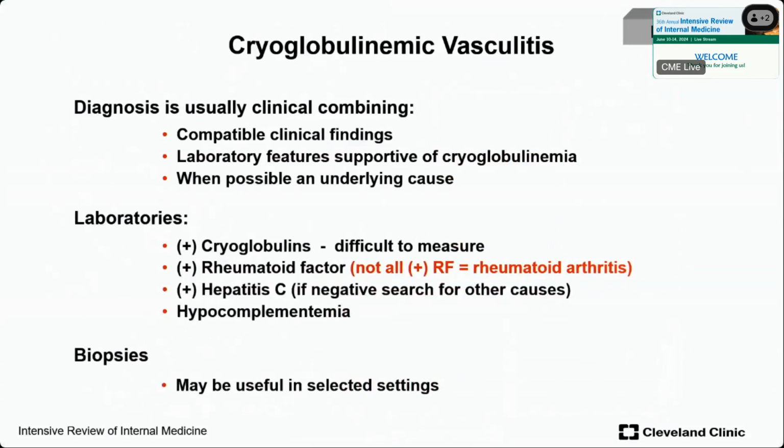The diagnosis of cryoglobulinemic vasculitis is usually a clinical one that combines compatible clinical features, laboratory features supportive of cryoglobulinemia, and where possible, identification of an underlying cause. The laboratories we should seek out include positive cryoglobulins, although these are difficult to measure, a positive rheumatoid factor, which illustrates that not all positive rheumatoid factor is related to rheumatoid arthritis, a positive hepatitis C, and if negative, a search for other causes, and hypocomplementemia, as this is an immune complex process which will drive down complement levels. Biopsies may be useful in selected settings.